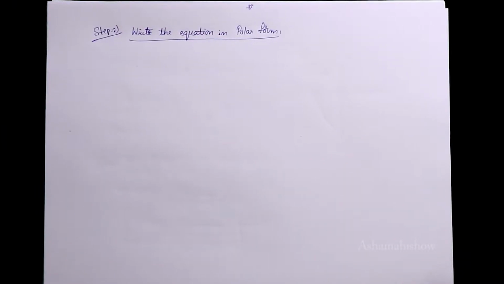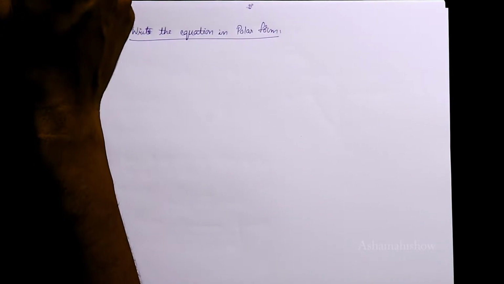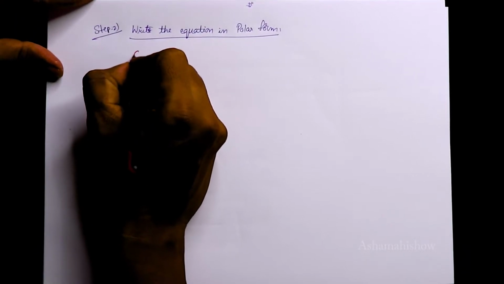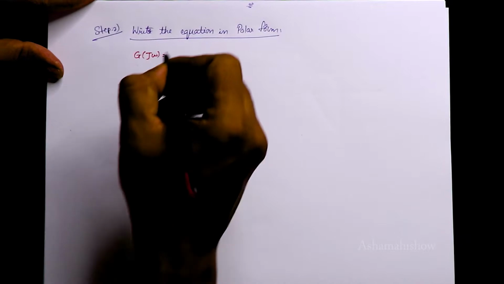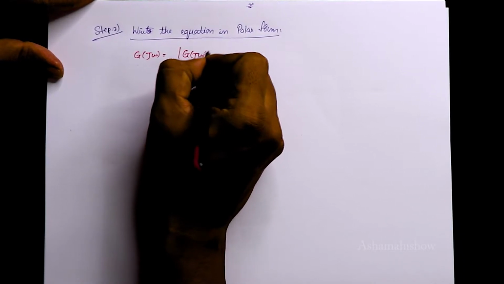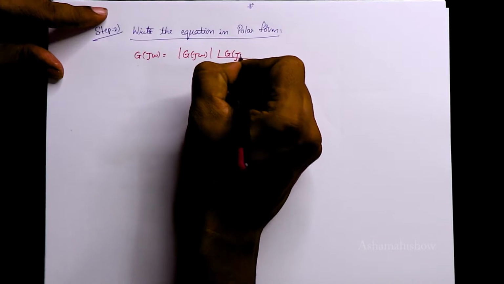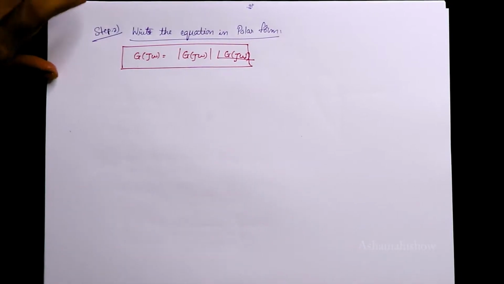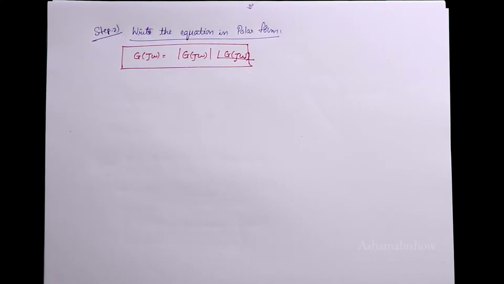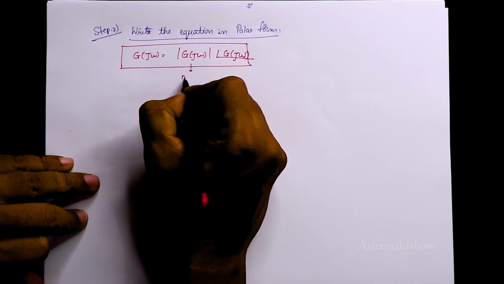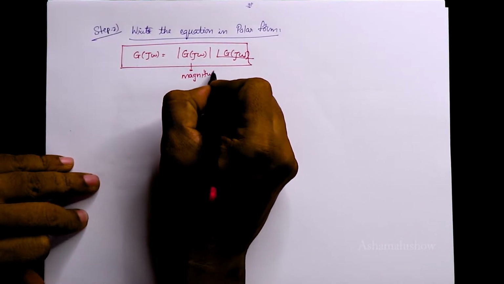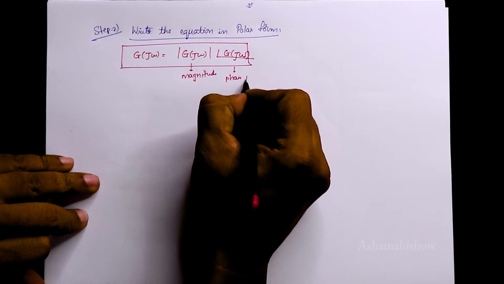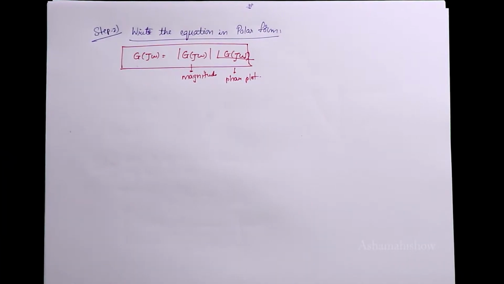Step number 2 is writing the equation in polar form. So what is that polar form? Polar form is the modulus of G(jω) with the angle of G(jω). As we said, a polar plot contains magnitude and phase angle in one plot together. So this is magnitude, and this is the phase plot. Both together in one normal graph we need to take.